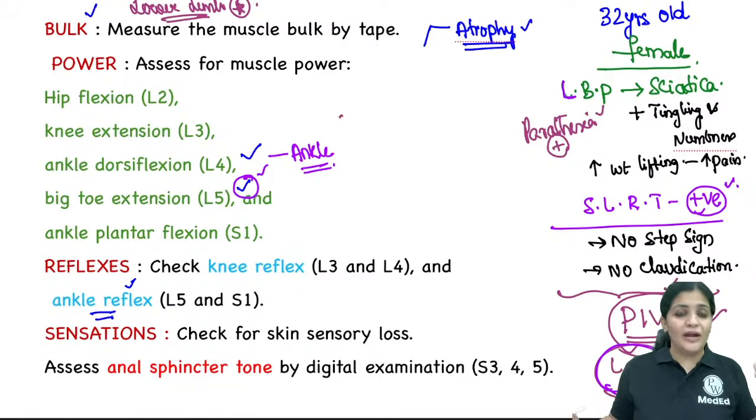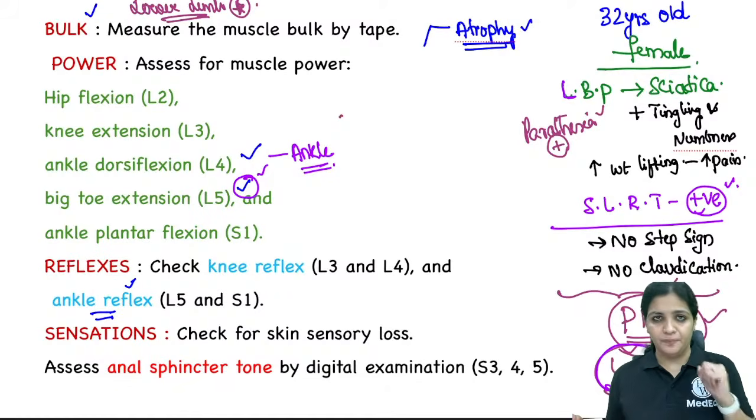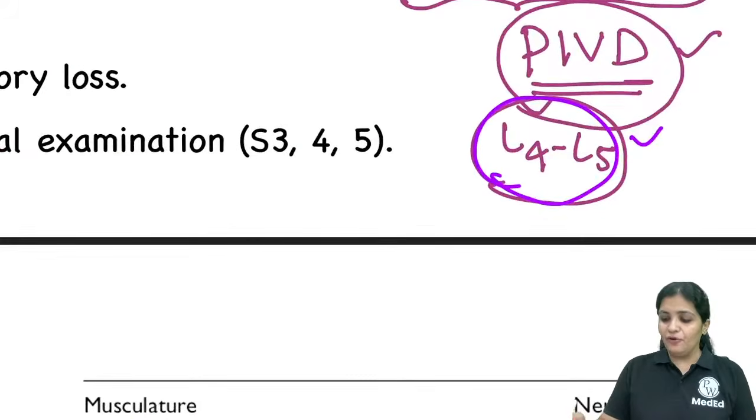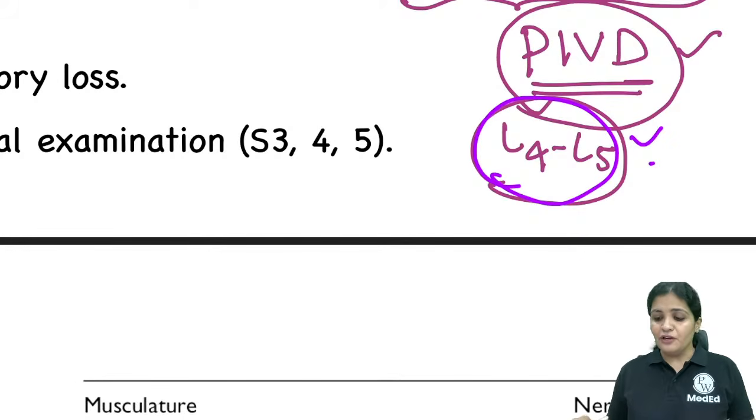So now which one would be weak? Is it ankle dorsiflexion or great toe extension? Which nerve will be affected? Is it the L4 nerve which is affected or the L5 nerve, in an L4, L5 disc prolapse? So that is my question. Okay. Which nerve will be affected?